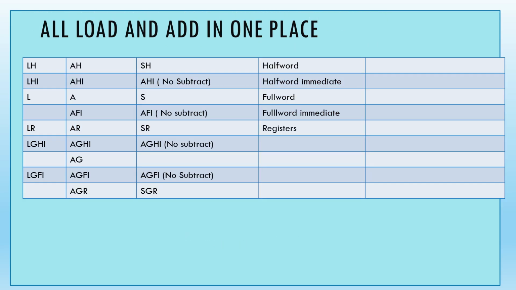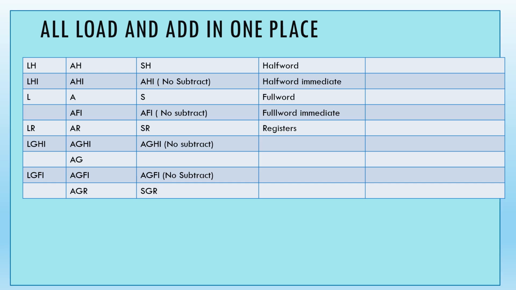Let's move on. Okay, so let's come back to our instructions. We are looking at all load and add in one place for easy understanding. First, you look at LH, load halfword, AH, SH. These are all for the halfwords: load, add, and subtract. When we say halfword, we always know it is 2 bytes. Then LHI, so you have a value immediately. It is not somewhere in the memory, but the value is there within the instruction. You are loading that value. Similarly, you are adding a halfword with AHI, and there is no SHI.